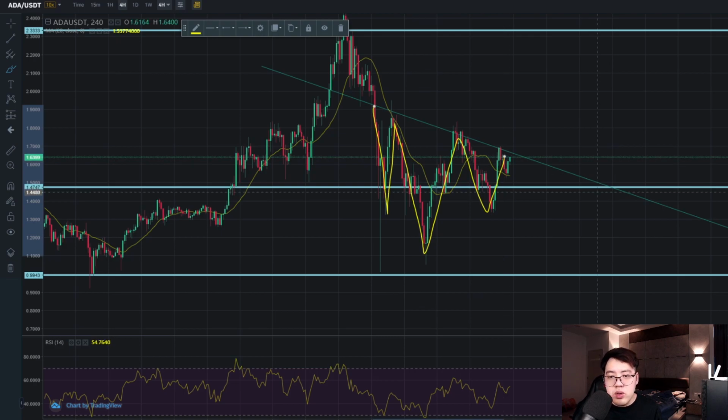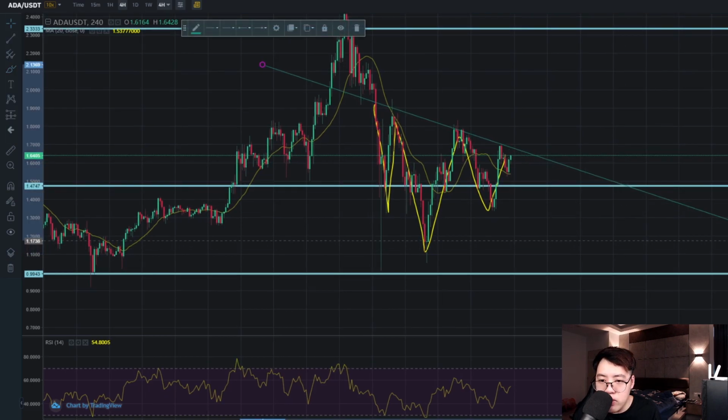When you see something like that, you know that this is the inverse head and shoulder. So what does the inverse head and shoulder mean? If the market manages to break above this trending line, which I have drawn based on the candlesticks, it has touched three times. So one, two, three. Of course, if I want to draw it exactly, it will slightly slant upwards, something like that.